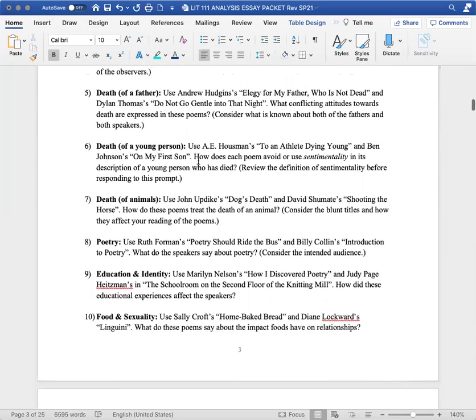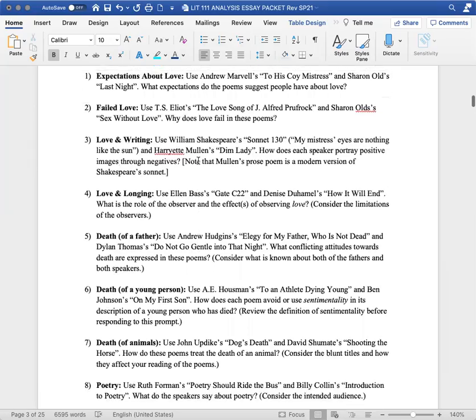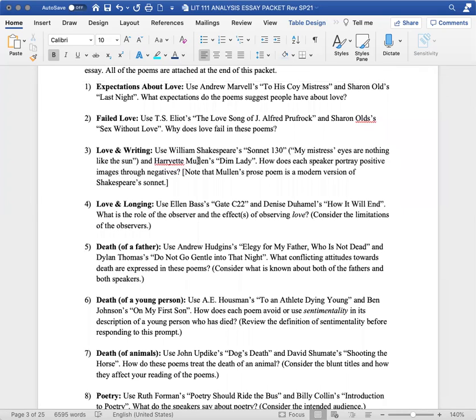And there should be enough variety in these 10 topics that hopefully there's at least one, well, 2, because you'll be writing 2 papers, that you're interested in. So I'm going to go over each of these. This is your chance now to, as I go through each topic, I'm going to pause to give you advice about choosing this topic when appropriate. All right. So the first one is expectations about love.